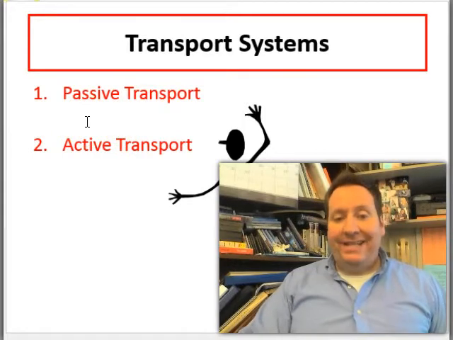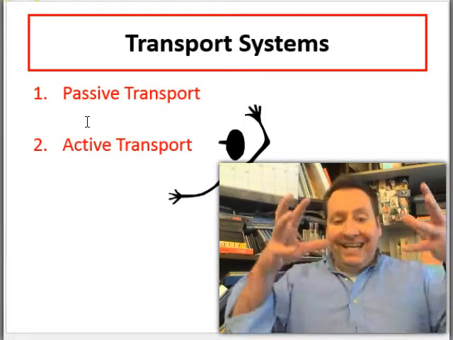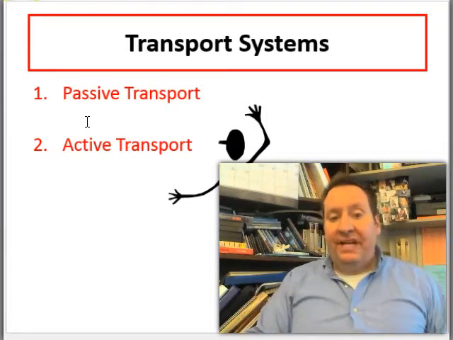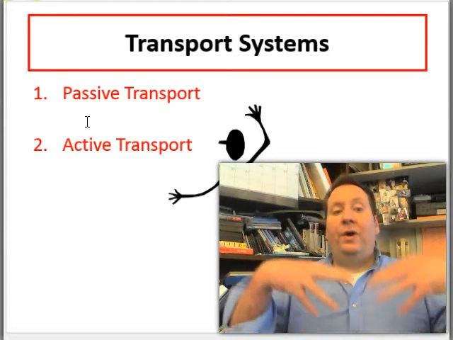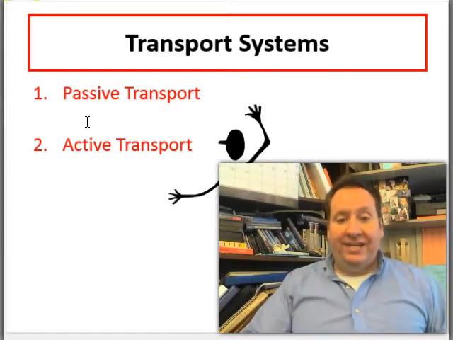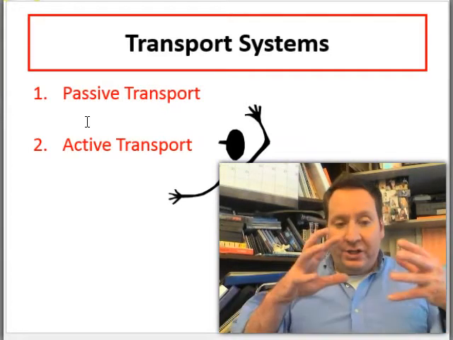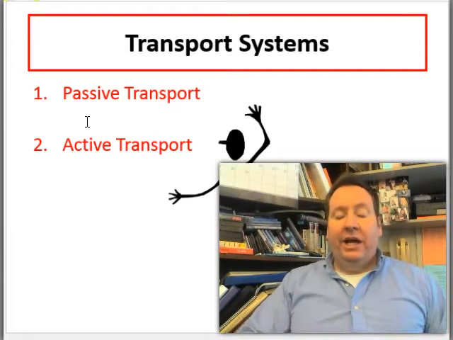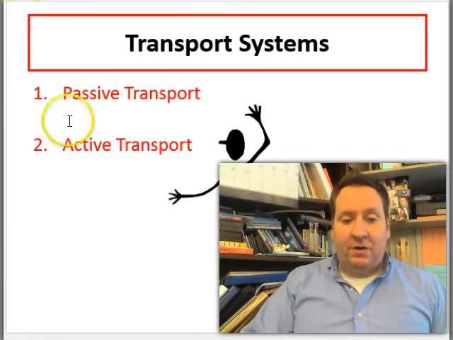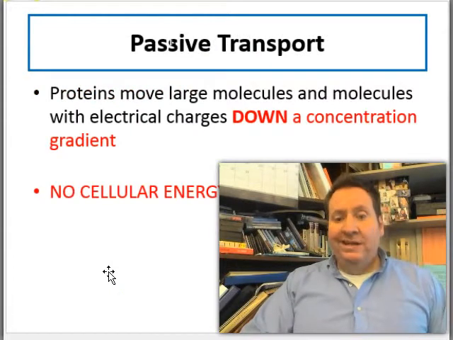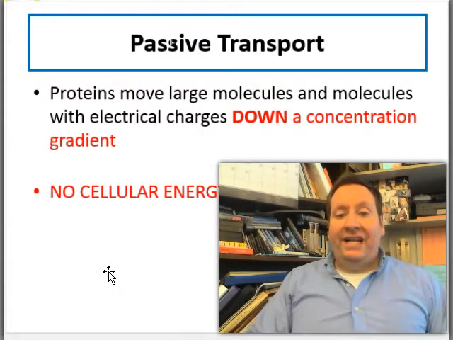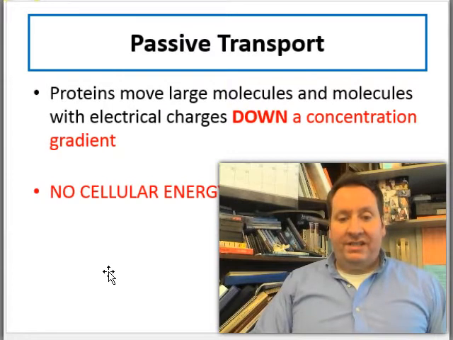In passive transport, no ATP is required. No cellular energy is required to move these substances across the membrane. It happens on its own. So no ATP, no cellular energy. Active transport is going to require cellular energy in order to get substances to move across the cell membrane. Passive transport moves down the concentration gradient.